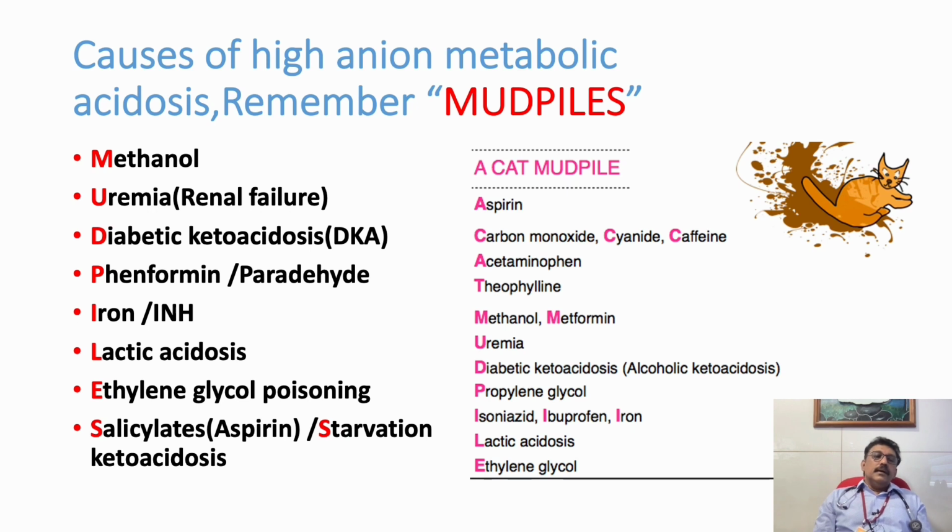Or you can just remember MUDPILES: methanol, uremia, diabetic ketoacidosis, phenformin, that is metformin's previous generation drug, which actually produces metabolic acidosis even in a smaller dose. Nowadays phenformin is not available, we have only metformin, but only a higher dose of metformin will produce acidosis. Otherwise routine doses will not produce metabolic acidosis. Iron, INH toxicity, lactic acidosis, ethylene glycol poisoning, salicylates, starvation ketoacidosis. So any ketoacidosis can produce metabolic acidosis.